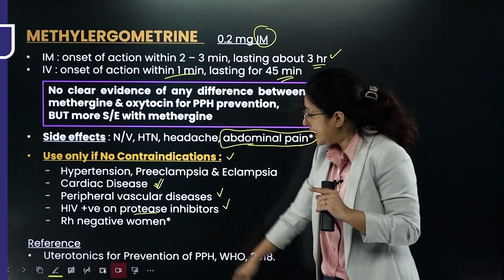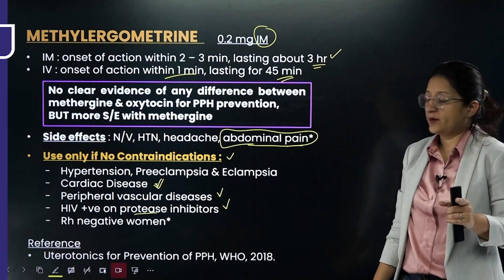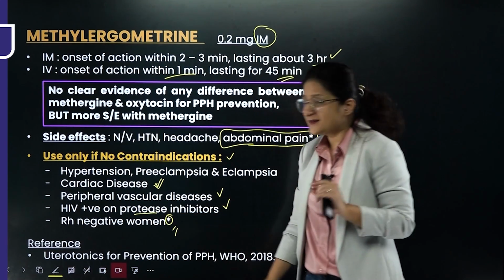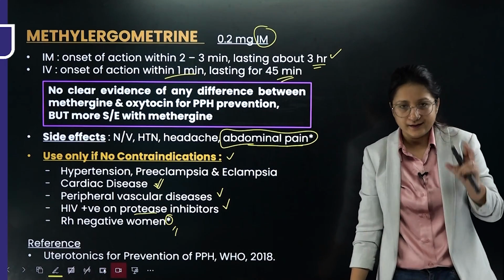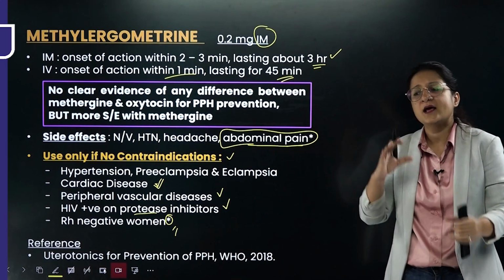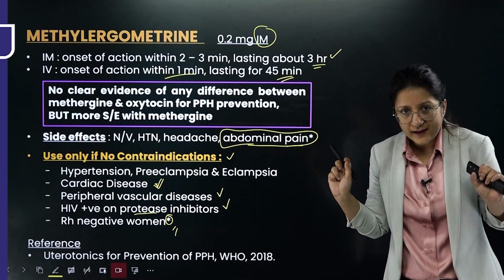That is what it is. And another contraindication is Rh negative women. Now I've marked an asterisk over here. Why? Because as long as the placenta is inside in the third stage, when we use methergin, again because of the tonic contractions, there is this risk of, you know, increasing feto-maternal hemorrhage.